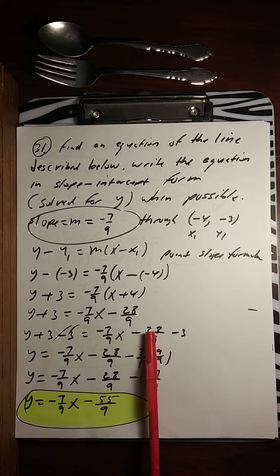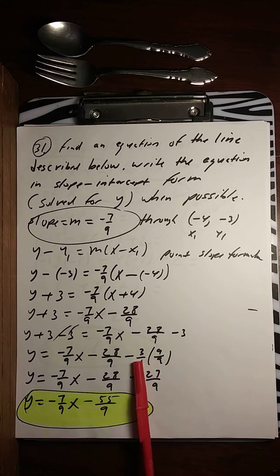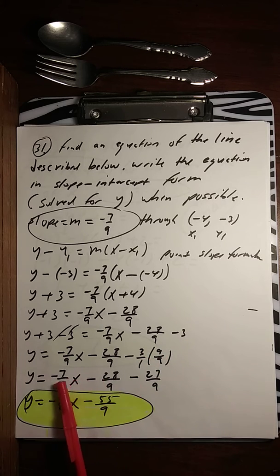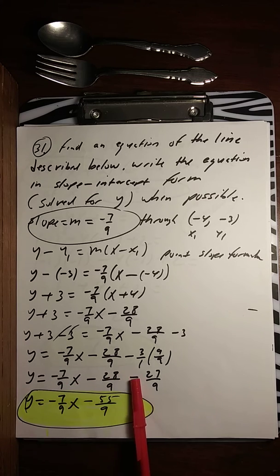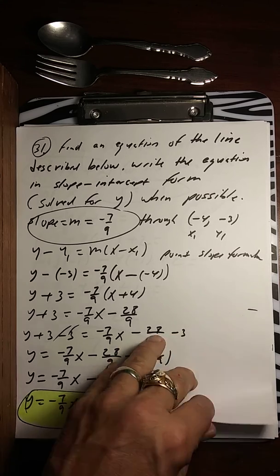So now minus 3, minus 3. Let's switch this. Let's multiply by 9, 3 times 9 is 27 over 9. So this number is the same. Now negative 28 and negative 27 is going to be a negative 55. So y equals negative 7/9 x minus 55 over 9.